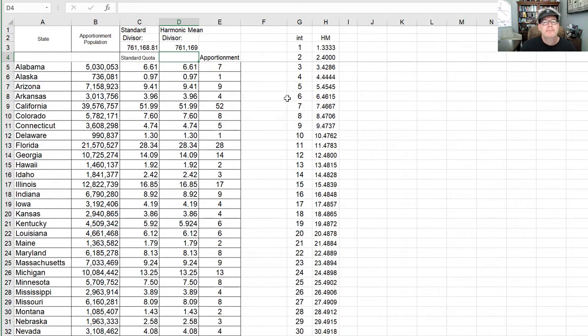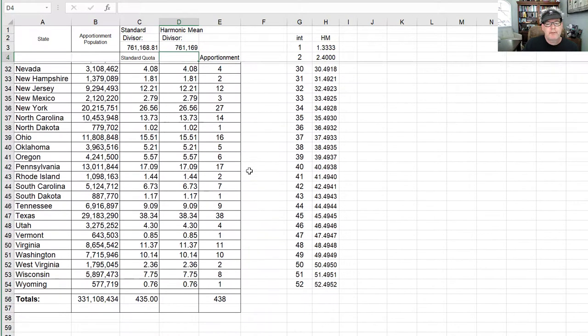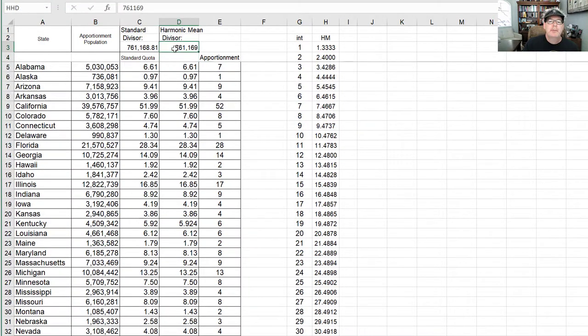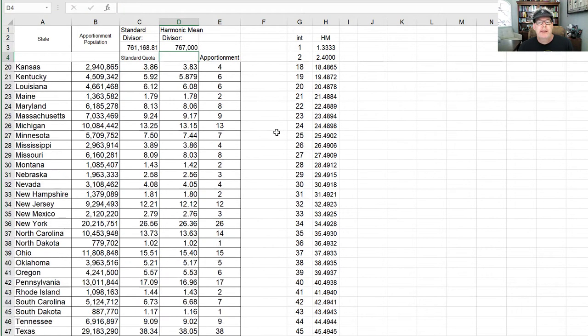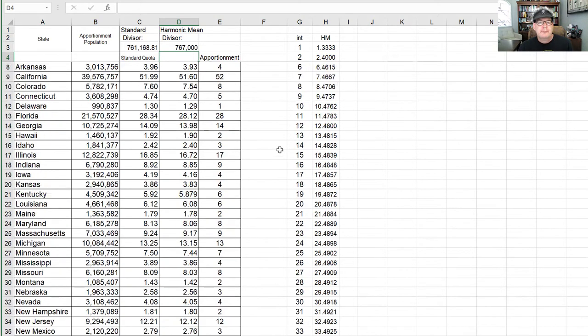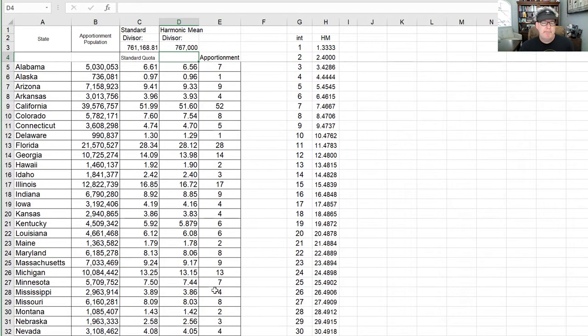There we go. Anyway, so rounding in that way, well, the numbers are smaller where we round. So it looks like I got too many, so I need a bigger divisor here. Let's do 767. So with that, there we go. So if I compare, this is the 2020 census.